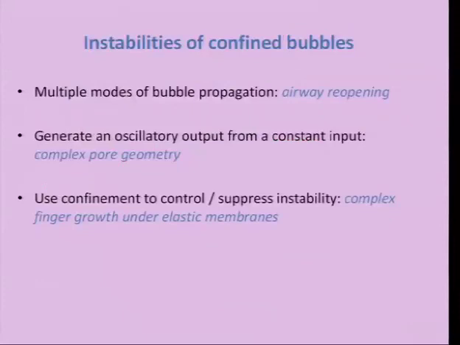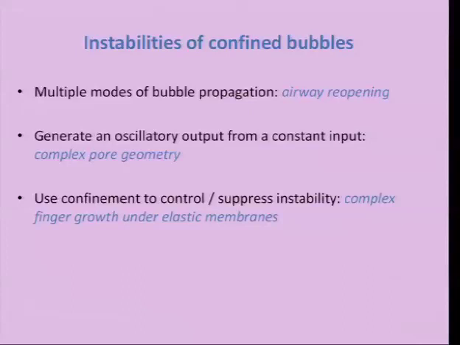So what about these confined bubbles? We found that as we force our bubbles through increasingly intricate and confined geometries, we get a lot of instability because basically we deform the interface in a very complex manner and they tend to go unstable. So one of the examples I want to show you is that you can get multiple bubbles. And that's in the problem of airway reopening, where you want to reopen the airways of, say, a newborn baby.